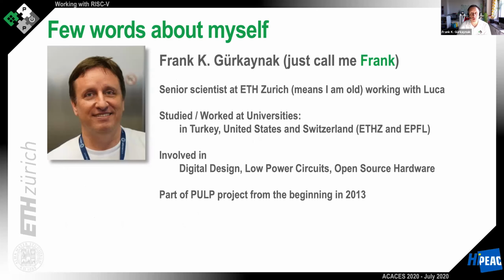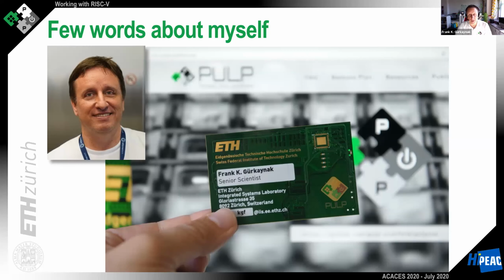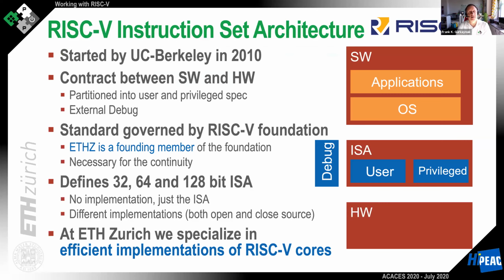So just a few words about myself. Just call me Frank. Nobody tries to pronounce my last name. I'm a senior scientist at ETH Zurich. That means that I am older. I'm working with Luca since the beginning of the PULP project. And I'm mostly involved in digital design, low power circuits, and recently also open source hardware. So this is me if you want to reach me, and we will see more about that card in a few minutes, actually tomorrow. So let's get started.